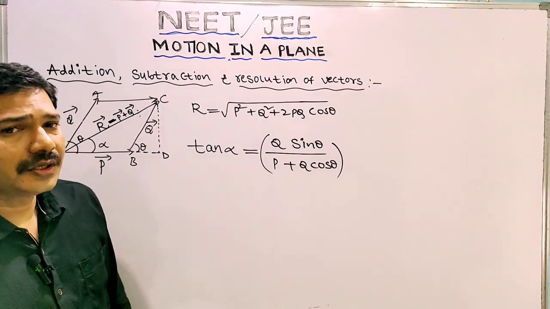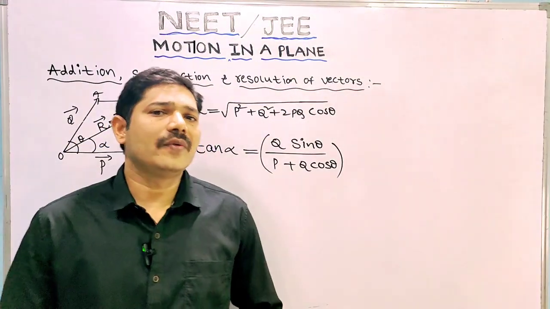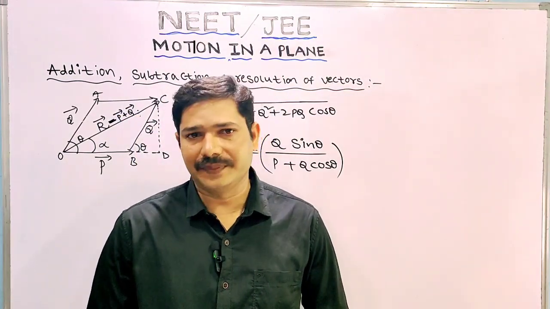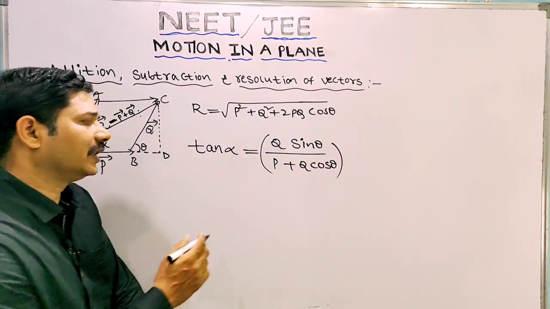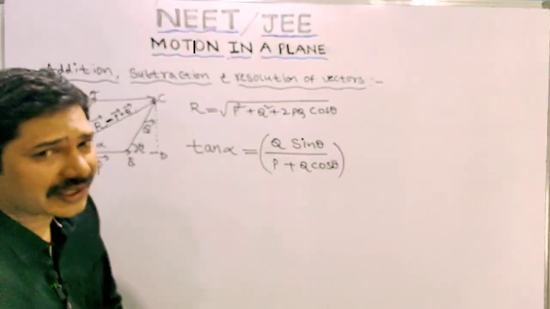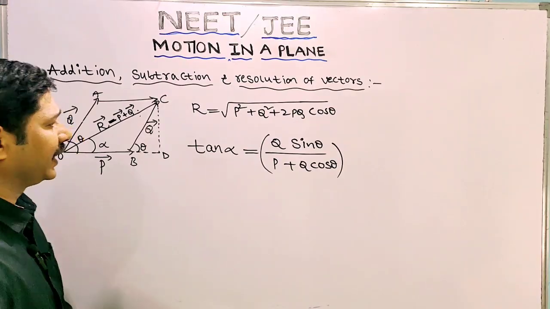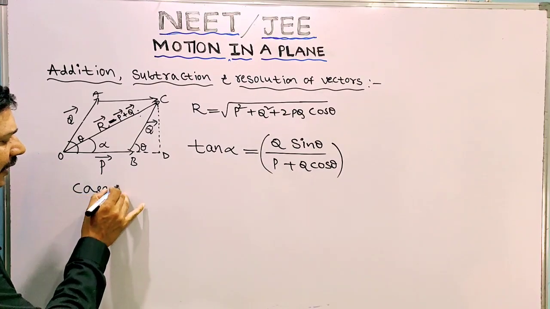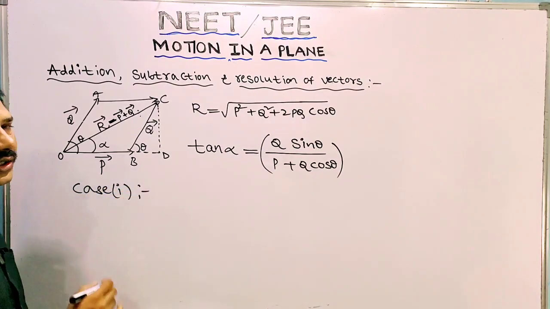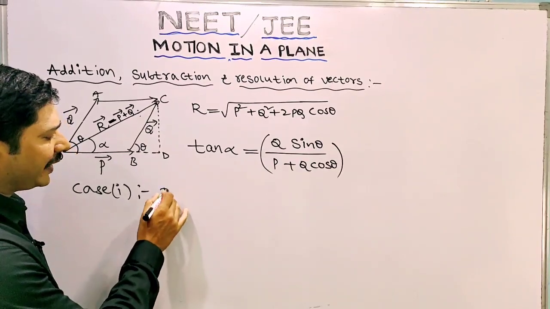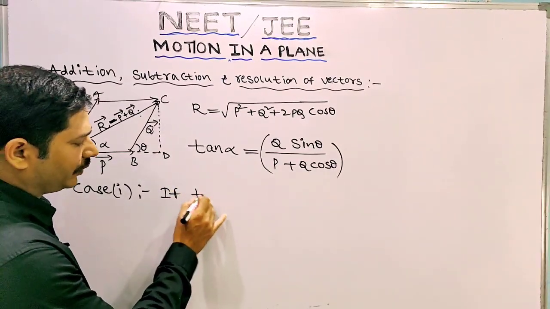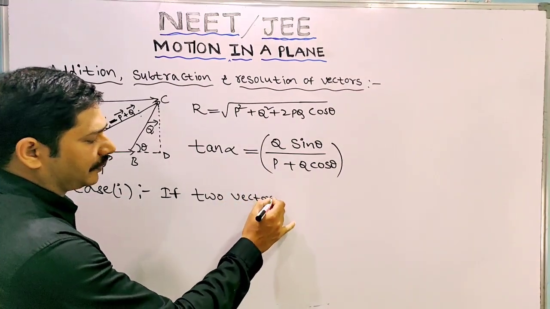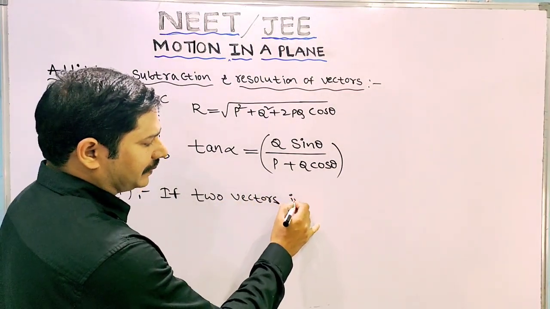For example, the two vectors are P bar and Q bar, and the two vectors are parallel. I am taking this as case one. So what is case one? If the two vectors P bar and Q bar are parallel.